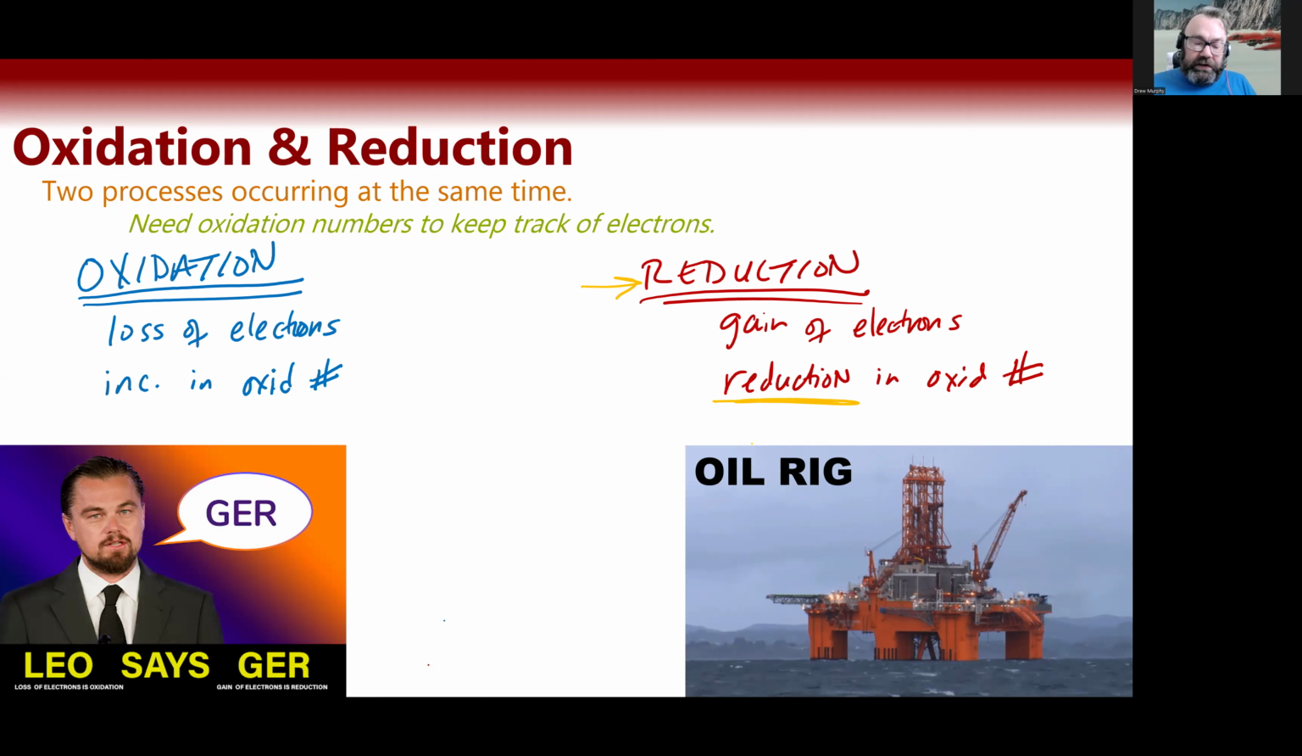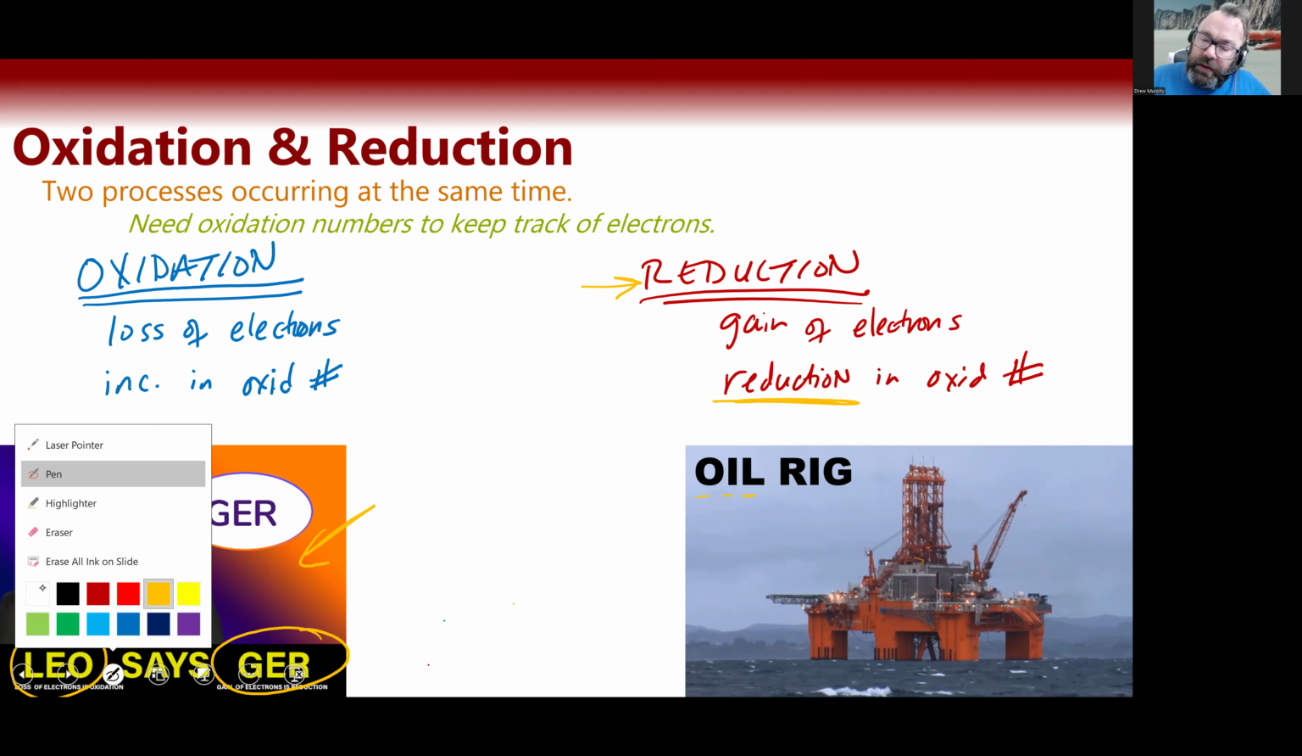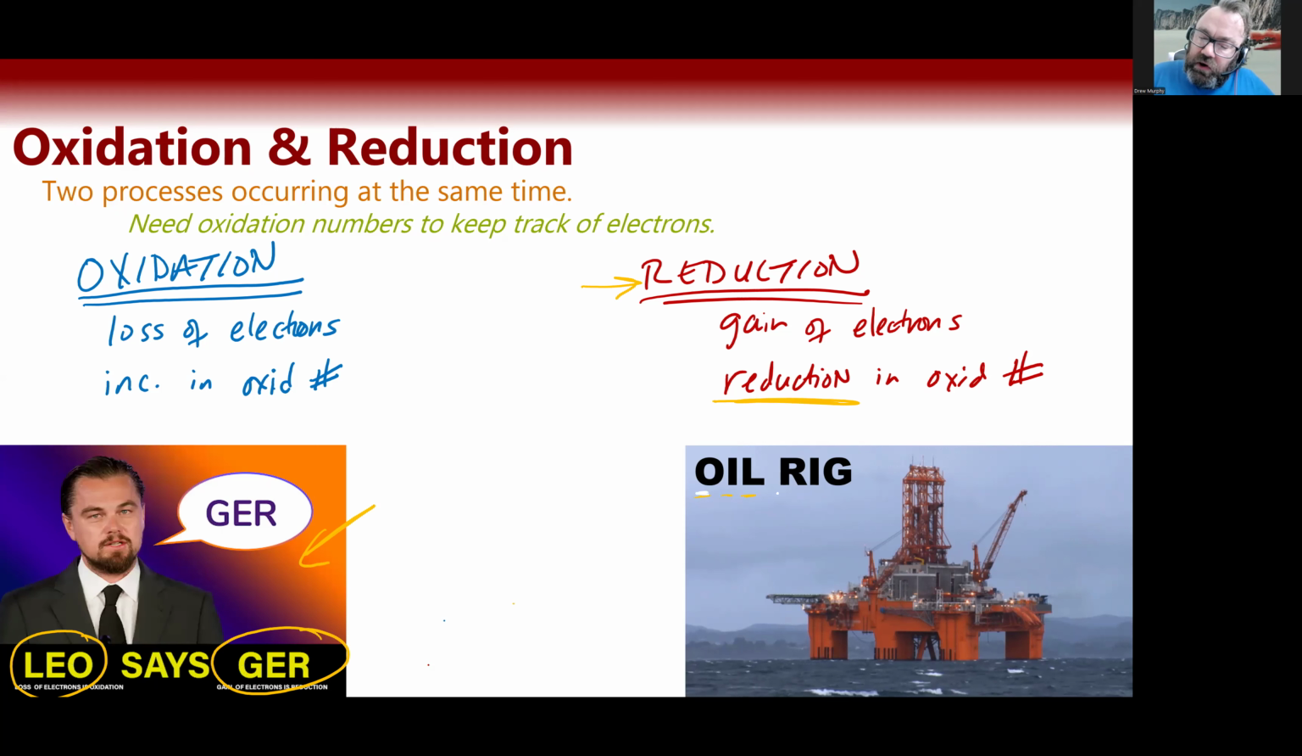There are other tricks, like over here, LEO says GER: Loss of electrons is oxidation and gain of electrons is reduction. Another one I learned is OIL RIG. Oxidation is loss of electrons. Reduction is gain of electrons. Whatever's going to help you think through this, latch onto it. As soon as you figure out what clicks in your brain, latch onto it. But there's lots of ways to think through this.